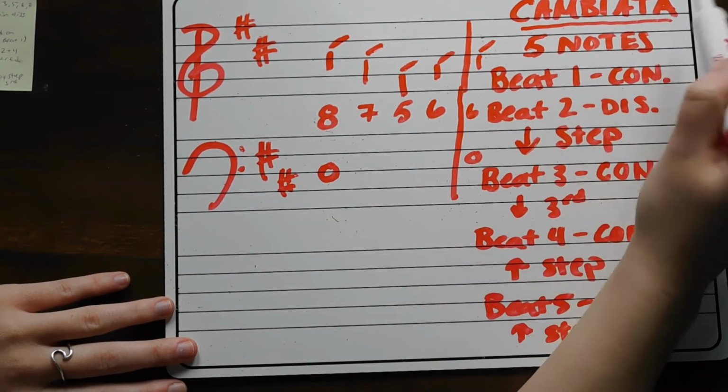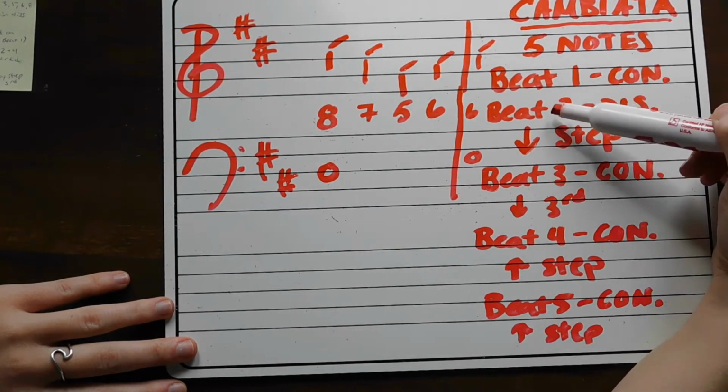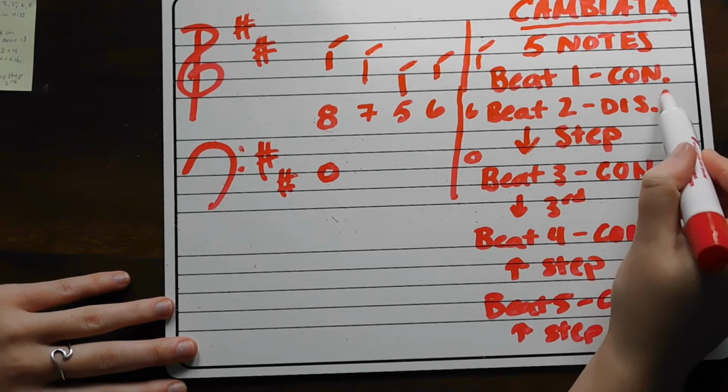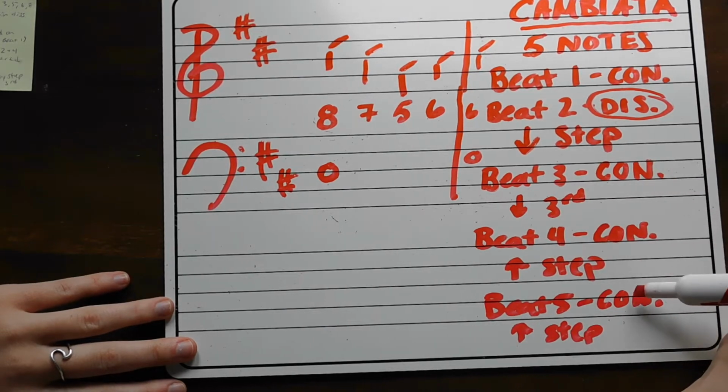This is one of the 4 cases of using a dissonant. You have to follow these procedures, okay? So beat 1 is a consonant. Beat 2 is the only dissonant. So please note your only dissonant is actually beat 2. And then you have a consonant, consonant, consonant.